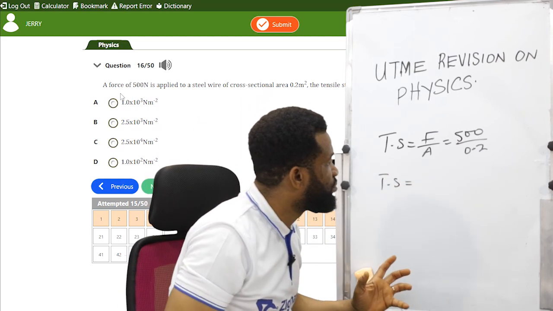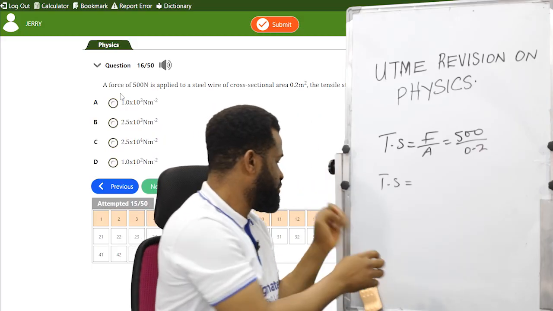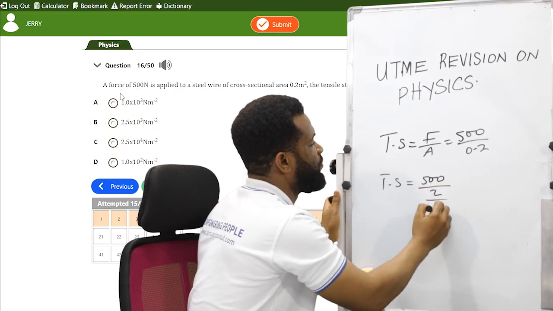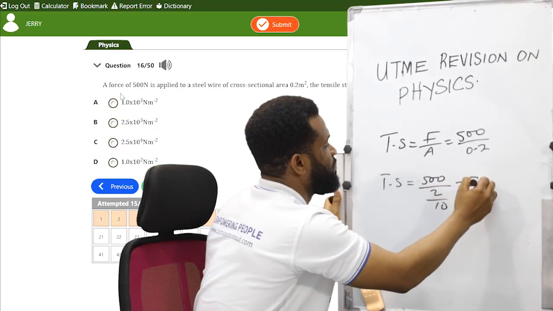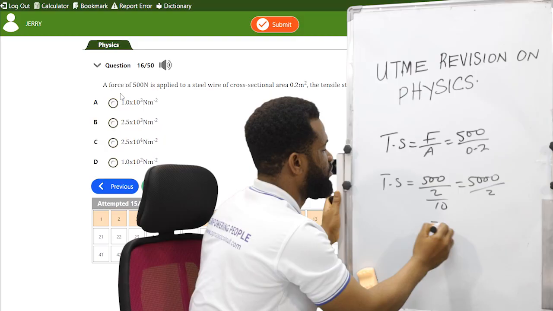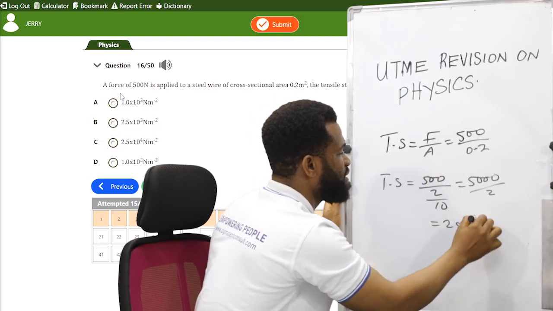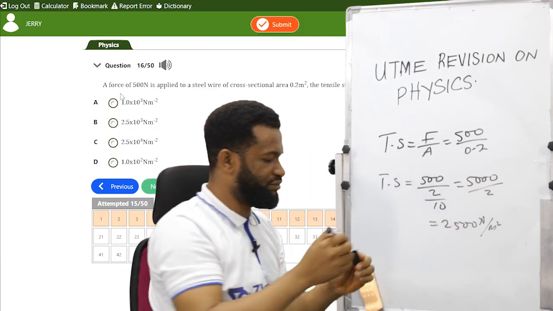Yes, because this is going to be 500 divided by 2 over 10. And this is going to be 5,000 divided by 2, which is 2,500. And this is Newton per meter square.